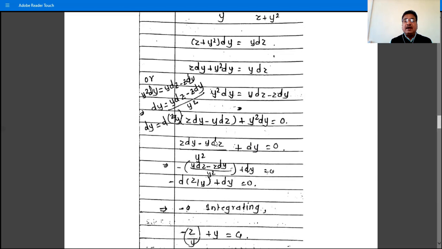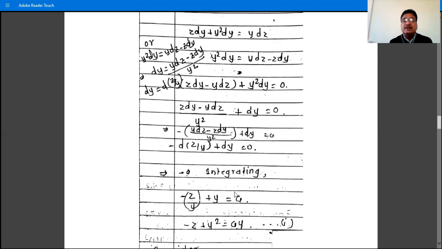So either divide by y square or divide by z square, but in this example dividing by y square gives the integration easily. So divide by y square, and then it is the derivative of, take this minus sign as common, because the derivative of z by y is (y dz minus z dy) divided by y square. So the adjustment is there: take the minus sign common, and then the derivative of z by y is this quantity.